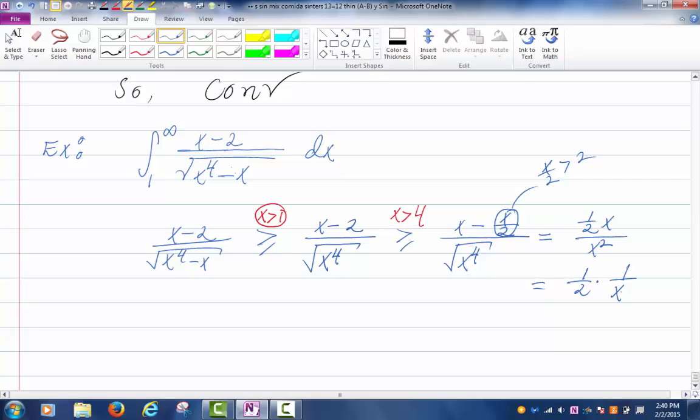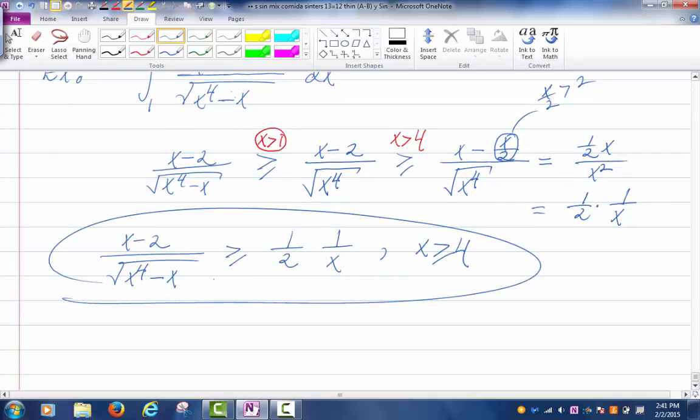And now in your homework, it's actually easier, because instead of x minus 2, you have x plus 2. So if I have x plus 2, going from here to here is easy, because you can just say x plus 2 is bigger than x, right? You agree? If I had x plus 2, I didn't need any of this mumbo jumbo here, and I don't need to restrict x anymore. So at the end I have x minus 2 over root of x to the 4 minus x is larger than or equal to half times 1 over x, as long as x is larger than 4.